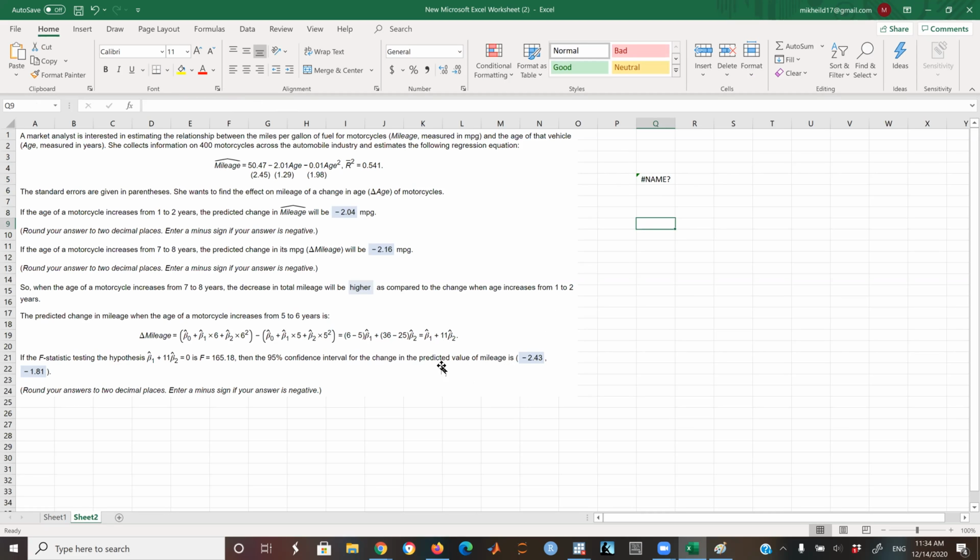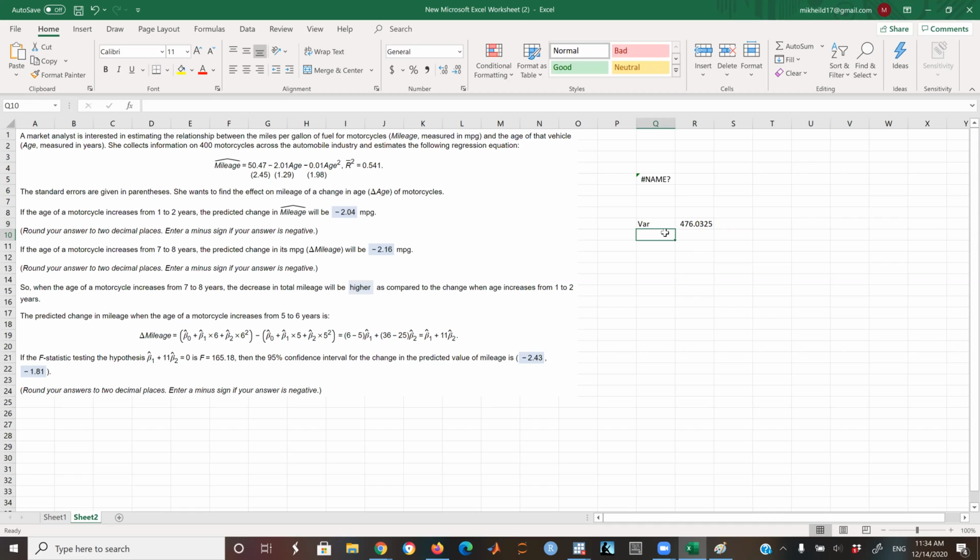And that will be the variance of this whole thing. That will be the variance of beta 1 hat plus 11 squared times the variance of beta 2 hat, because we assume no correlation between beta 1 and beta 2. So the variance will be what? The variance of beta 1 hat is 1.29 squared, plus 11 squared, 121, times 1.98 squared.